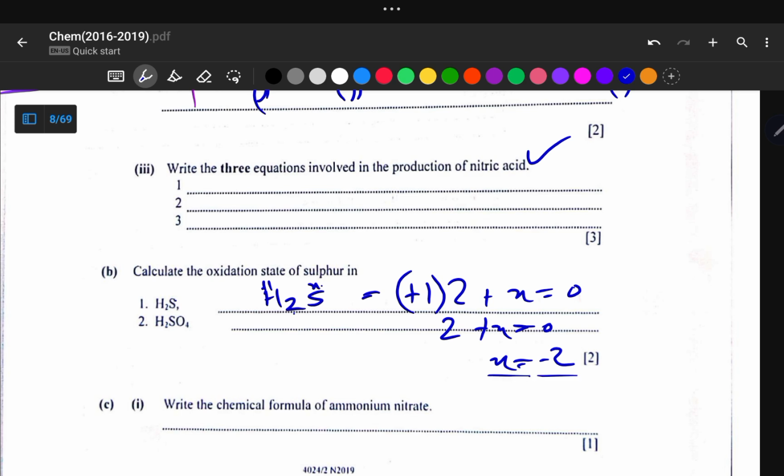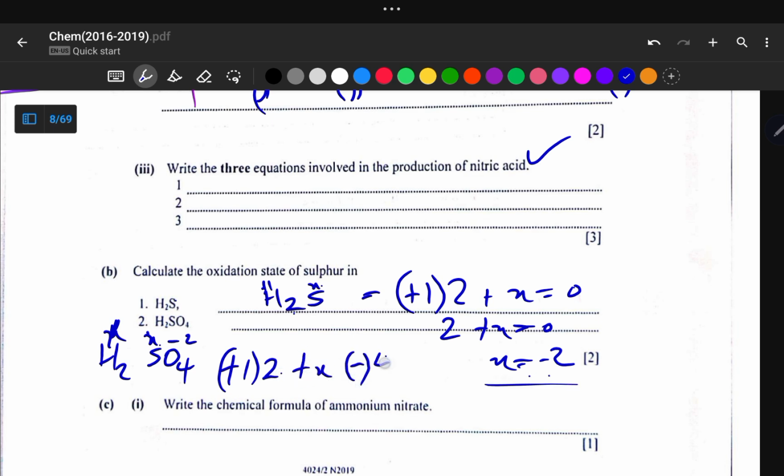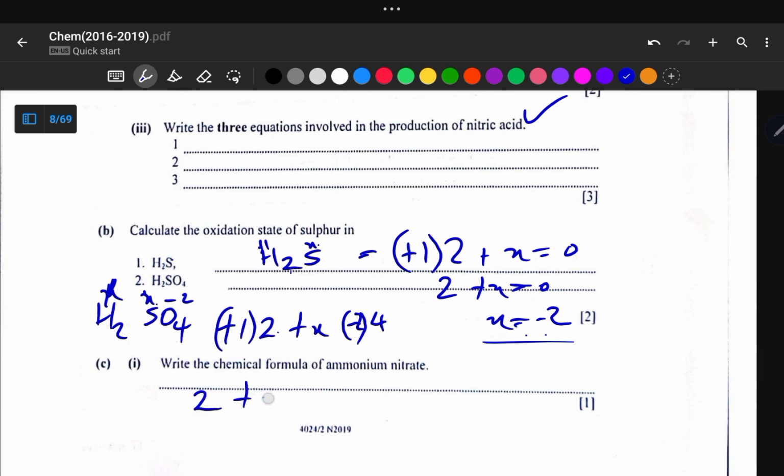And then for sulfur in sulfuric acid, H2SO4, hydrogen is +1, oxygen is -2, and sulfur is X. So it's X +1 multiplied by 2 plus X, and then -2 by 4. So it's 2 plus X, and then -8 is equal to 0. X is equal to 8 minus 2, X is equal to +6, right? So the oxidation state of sulfur in sulfuric acid is +6, and in hydrogen sulfide it is -2.